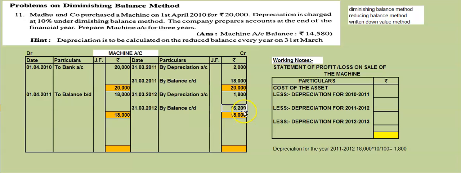Now this value becomes the closing balance of the second year. Closing balance of the second year will become what? Opening balance for the next year. Next year is what? 1st April 2012. What you have to write? To balance brought down. Balance brought down is how much now? 16,200. So this is the last year. Why last year? Because the account is asked only for 3 years.